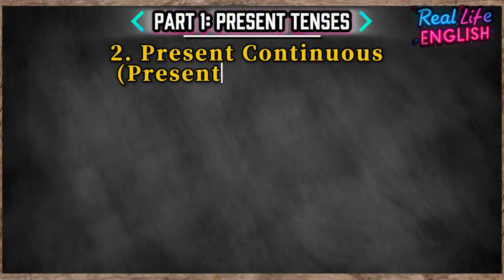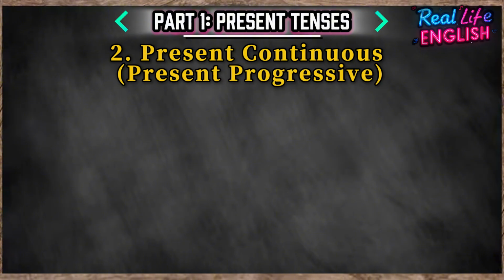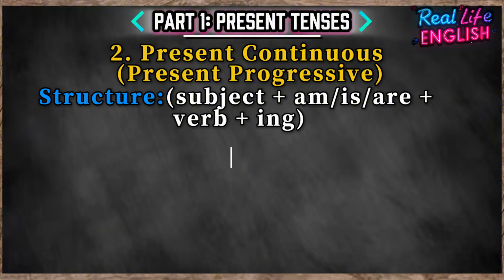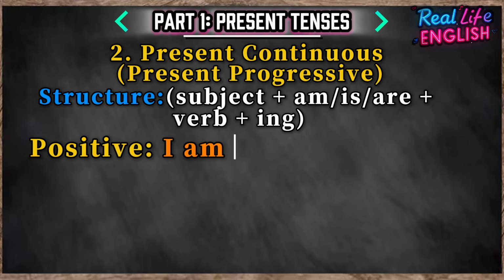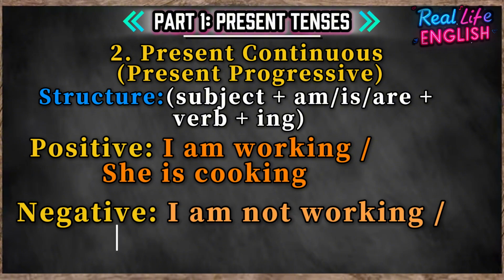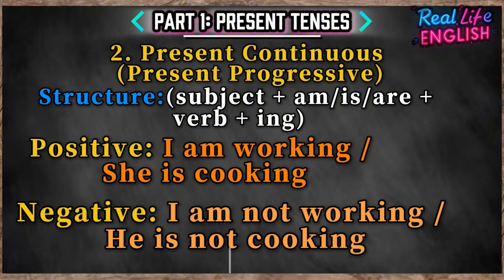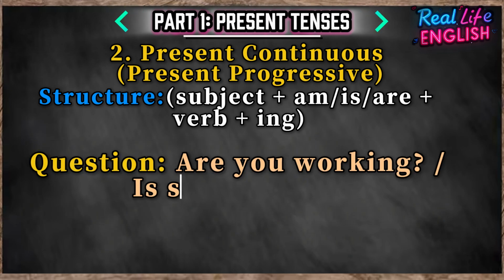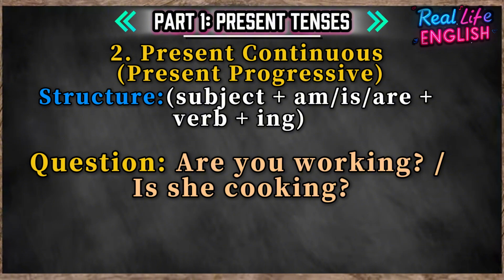2. Present continuous, present progressive. Structure. Subject plus am, is, are, plus verb plus ing. Positive. I am working. She is cooking. Negative. I am not working. He is not cooking. Question. Are you working? Is she cooking?